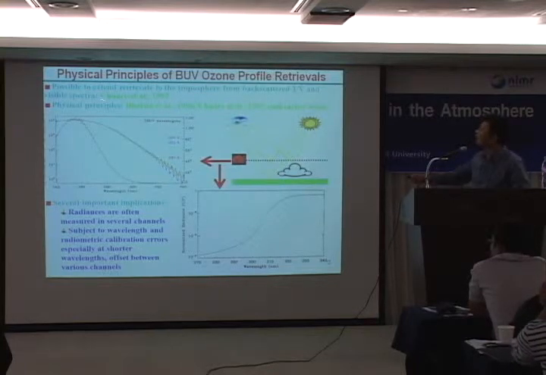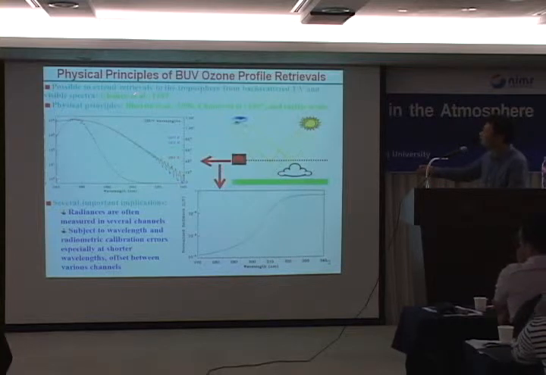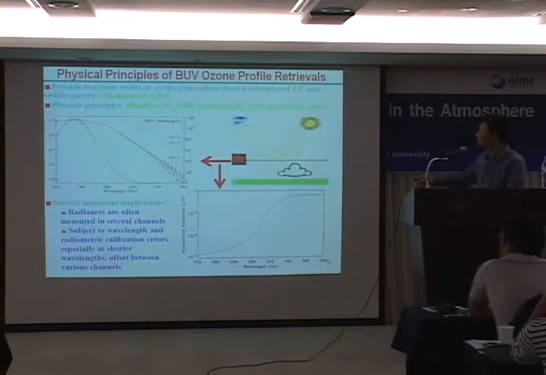Kelly mentioned in a 1997 study, a sensitivity study, that it's possible to extend the retrieval to the troposphere from backscatter UV and visible measurements. Let me just talk about the principle of this BUV retrieval. The interaction between the sunlight and the ozone in the atmosphere, also the interaction with the clouds and the surface.